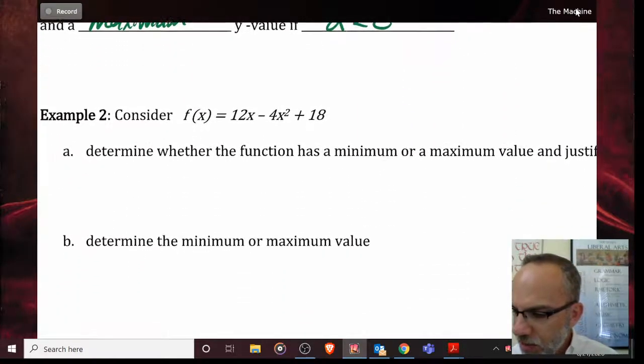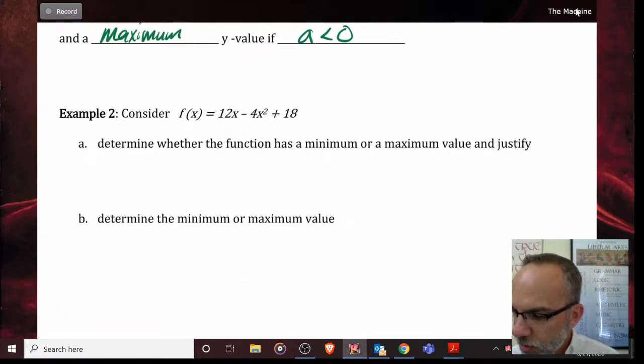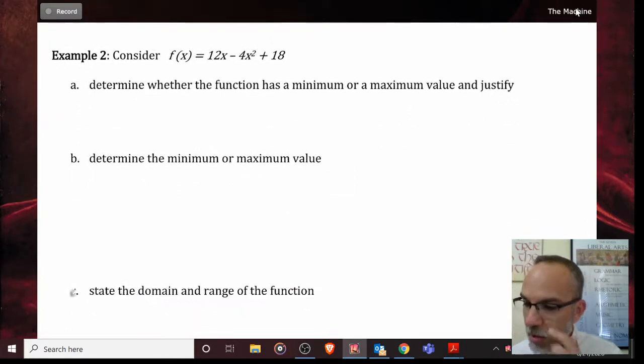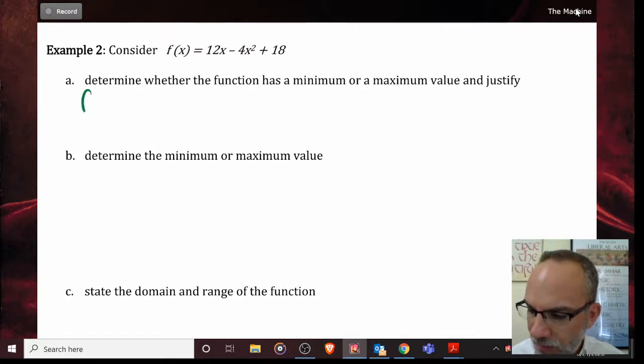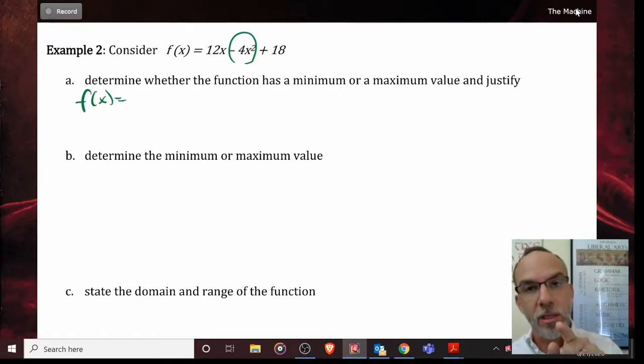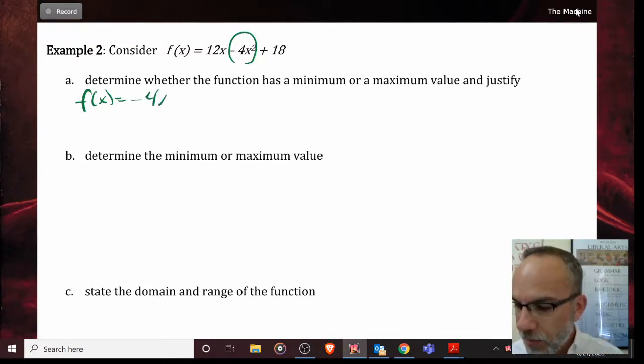Okay, so now let's look at example number 2. All right, so consider this function here. Determine whether the function has a minimum or a maximum value and justify. Justify means give a mathematical reason why the answer must be true. I'm looking at this function and I notice again it's out of order. The number one thing you need to do is rewrite it in general form. So f of x equals the x squared term has to come first. Notice I circled the sign with it. Negative 4x squared, and then the x part, plus 12x plus 18.